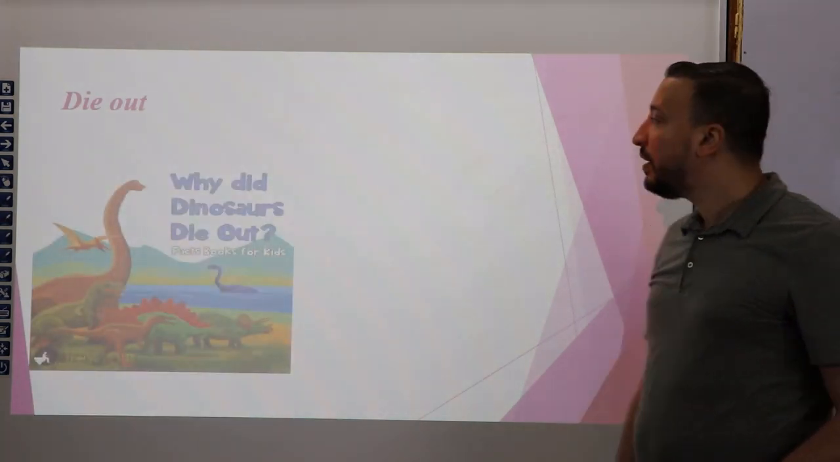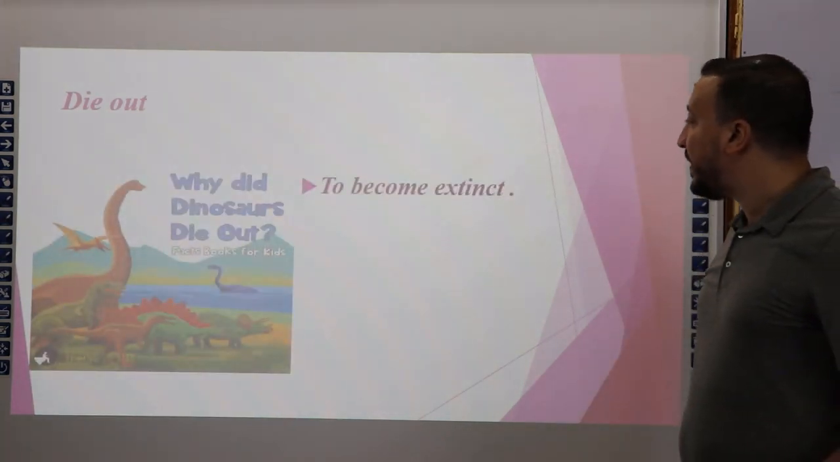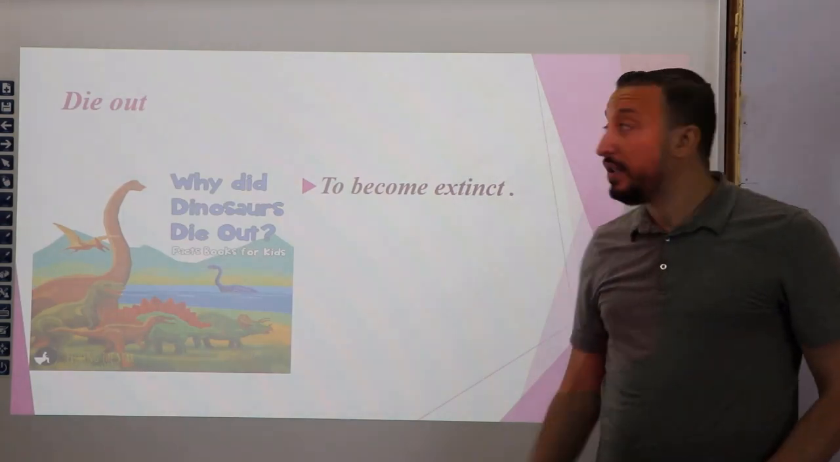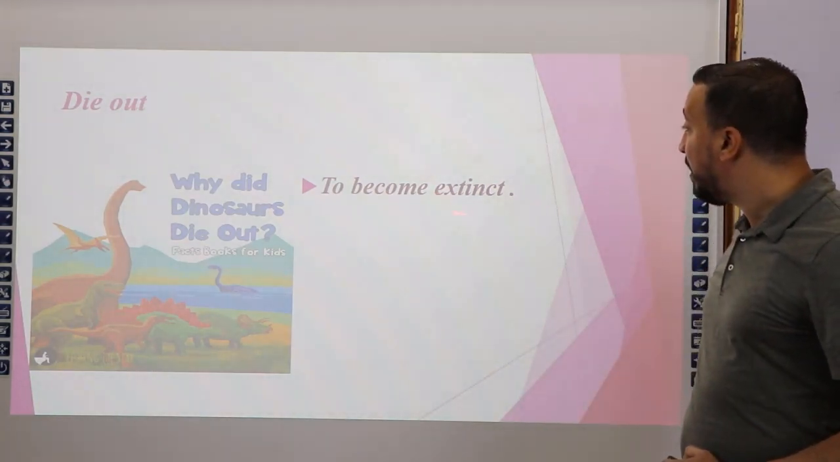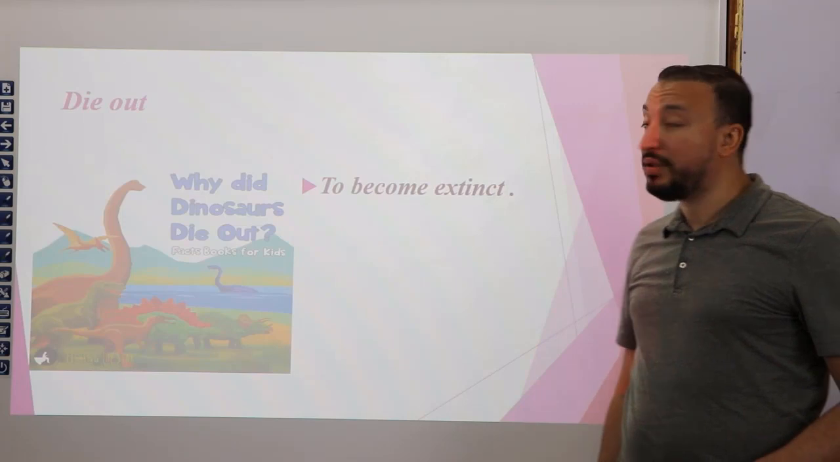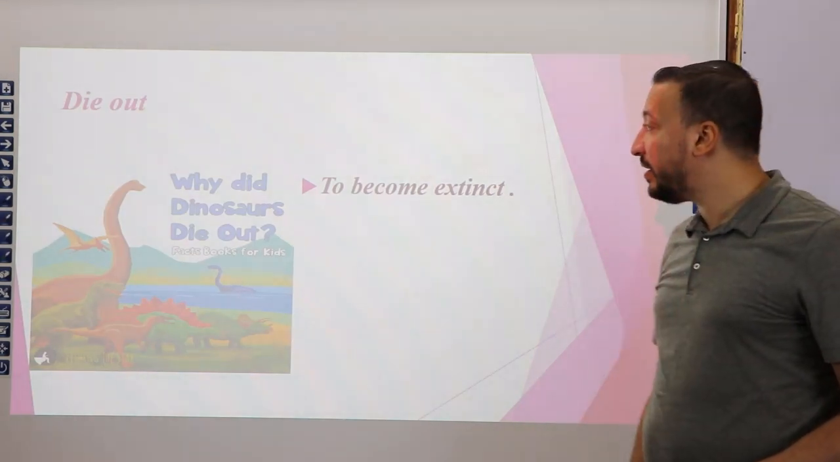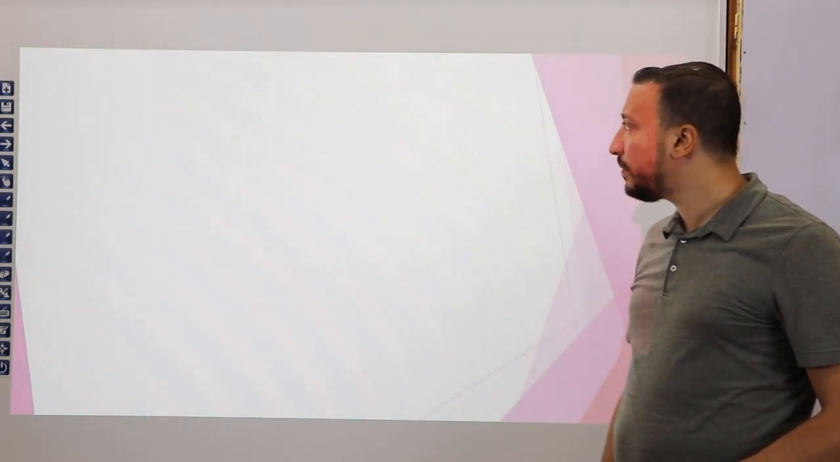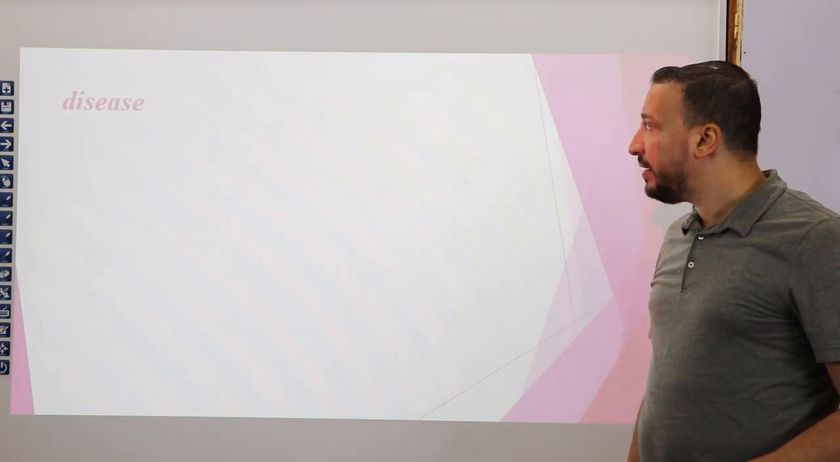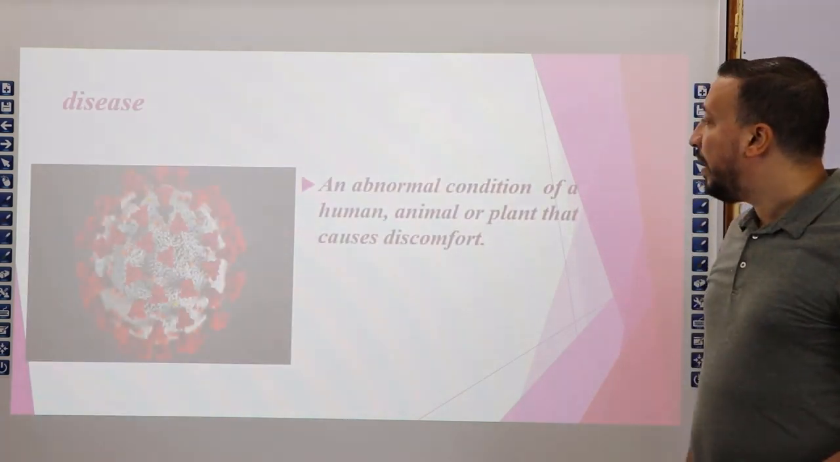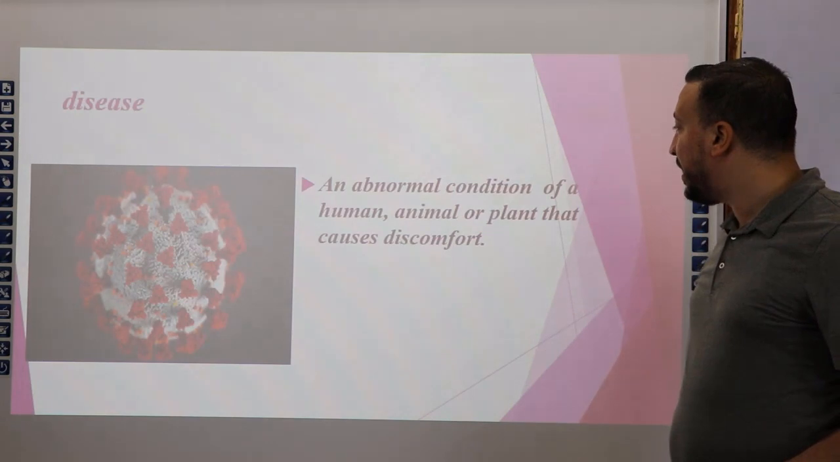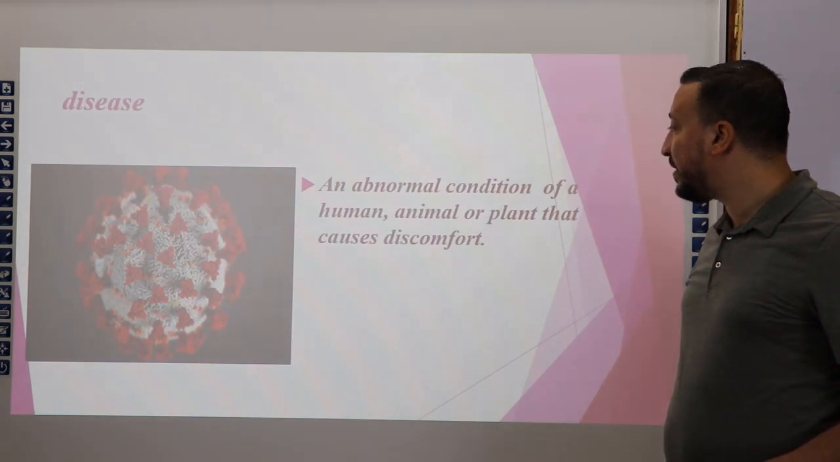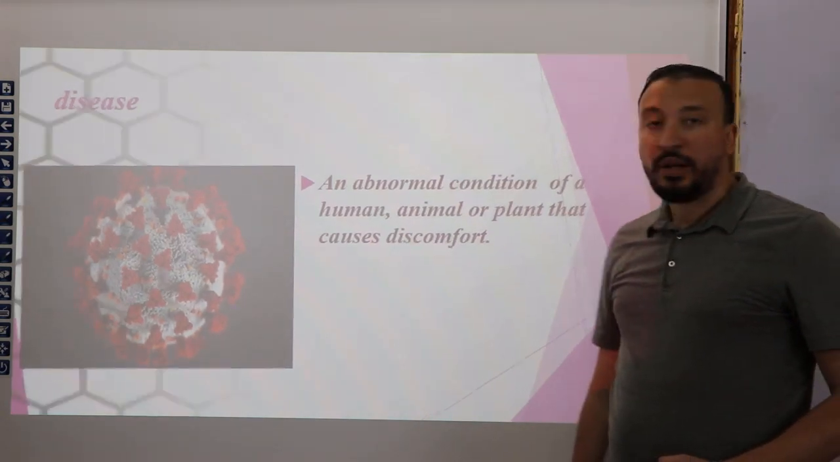Die out: to become extinct, يصبح منقرض. كلمة extinct منقرض. لما كلمة die out verb بمعنى ينقرض. Disease: an abnormal condition of a human, animal or plant that causes discomfort. مرض.